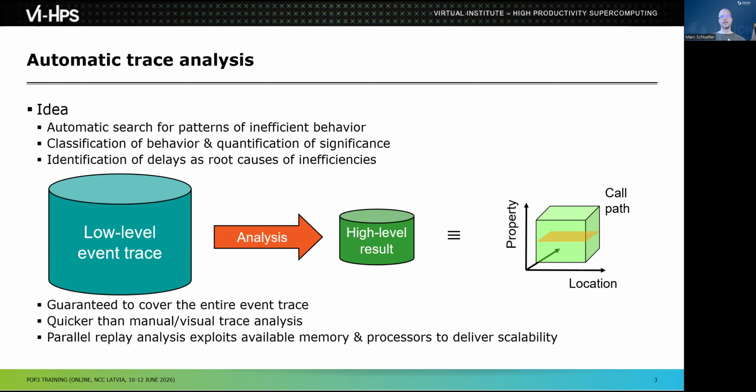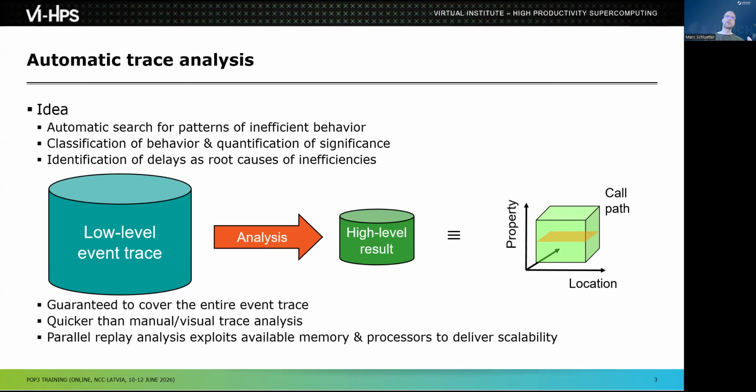So what is the idea behind the automatic trace analysis? The idea is to let the tool look for patterns of inefficient behavior automatically, and classify behavior in certain elements in terms of significance. And additionally, show the actual root causes of the certain delays you can find in your trace measurement. So conceptually, the idea is to take the huge traces we can get out of measurements, in particular if you're going to large scale, and condense it down into a high-level result with the properties you're looking for.